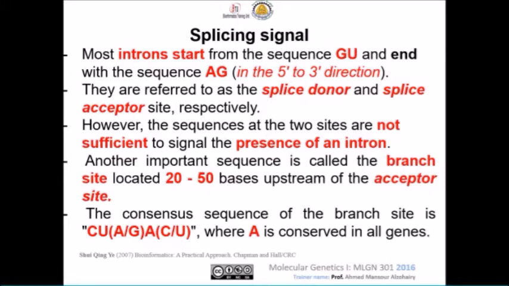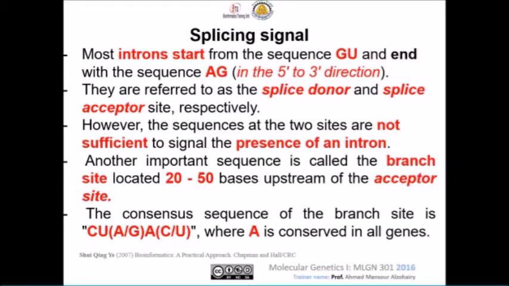So this means that there is something else, a third signal, that indicates the beginning and end of the intron. For example, another important sequence is called the branch site. This branch site is located 20 to 50 bases upstream of the acceptor site. So you have to have these three important signals: the start of the intron, which is GU, the end, which is AG, and in between is the branch site.